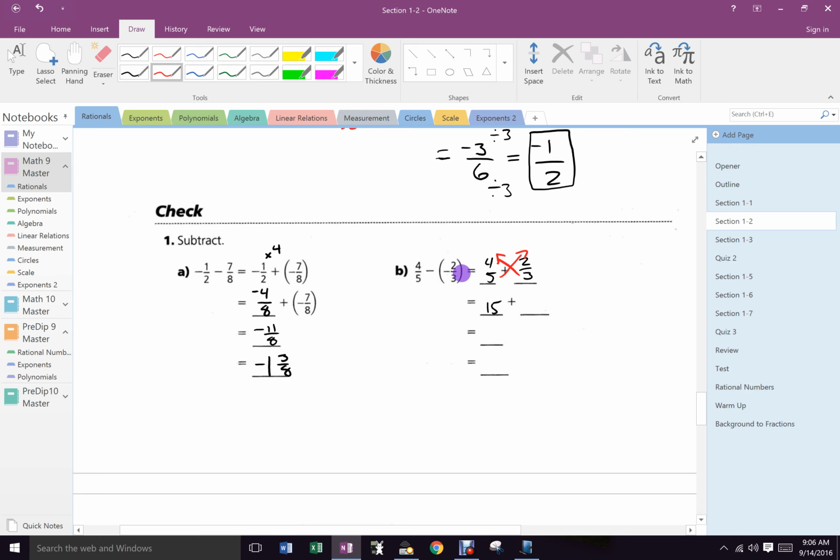So this becomes 12 plus, what's 5 times 2? 10. What's 12 plus 10? 22 over 15. Is that right? Yes. Can we simplify once more? How many 15s fit into 22? 1. And how many 15s are left over? 7.